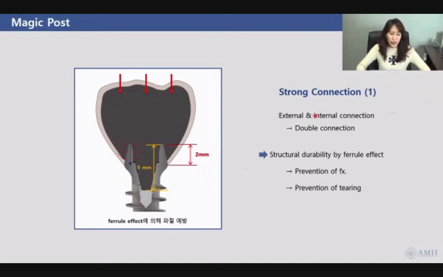This double connection is achieved by something called the Faro effect. And this Faro effect will give us the prevention of fracture and the prevention of tearing of the implant fixture, the body.